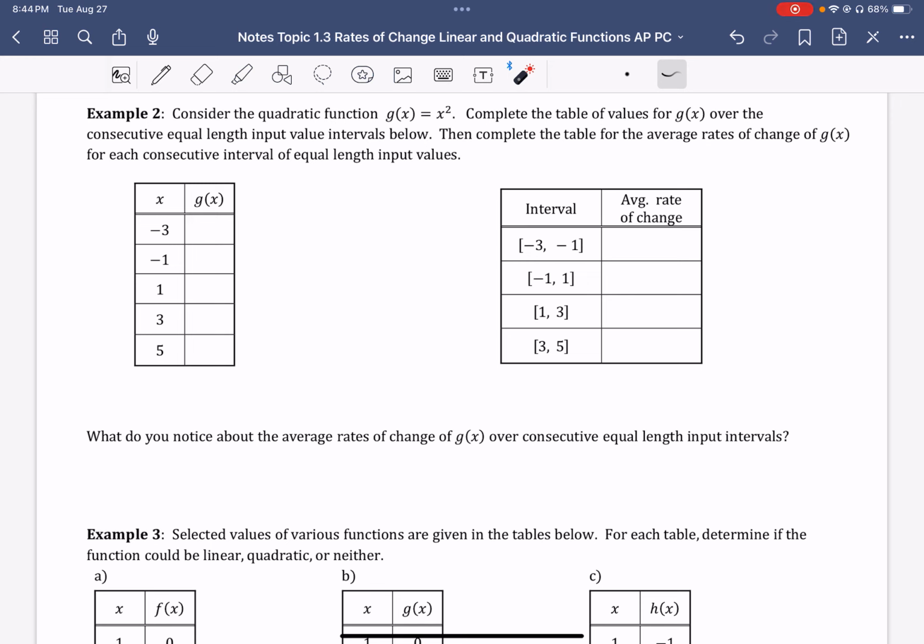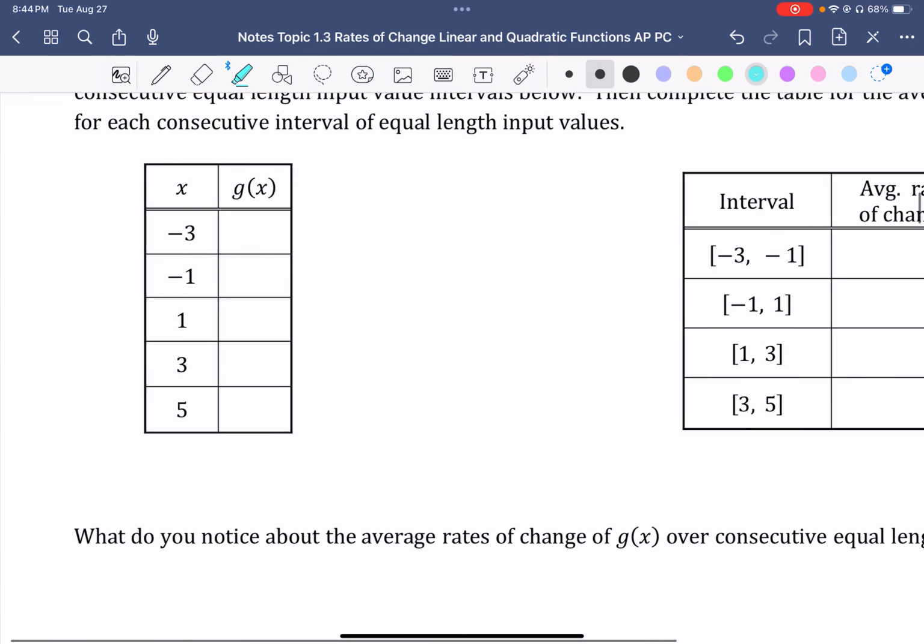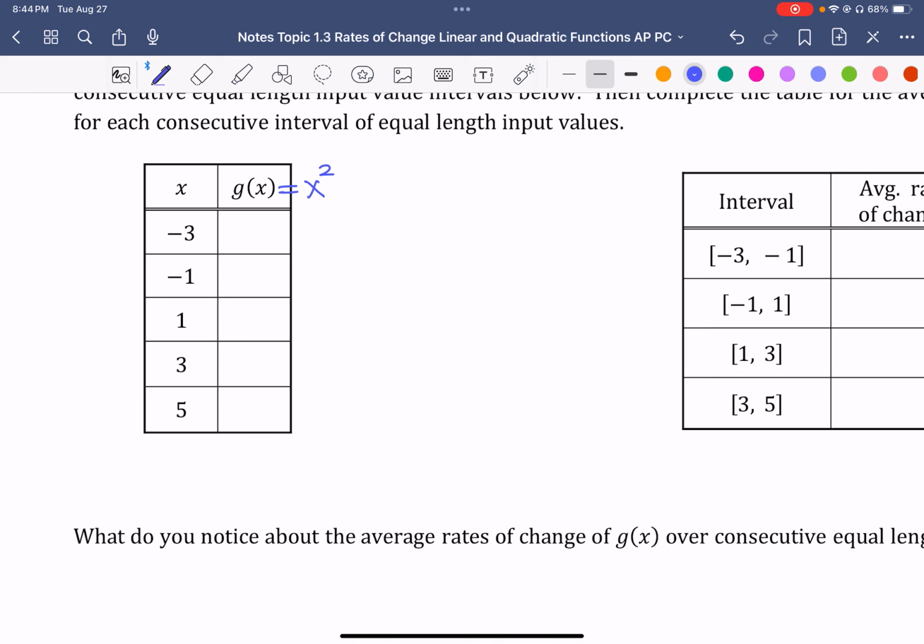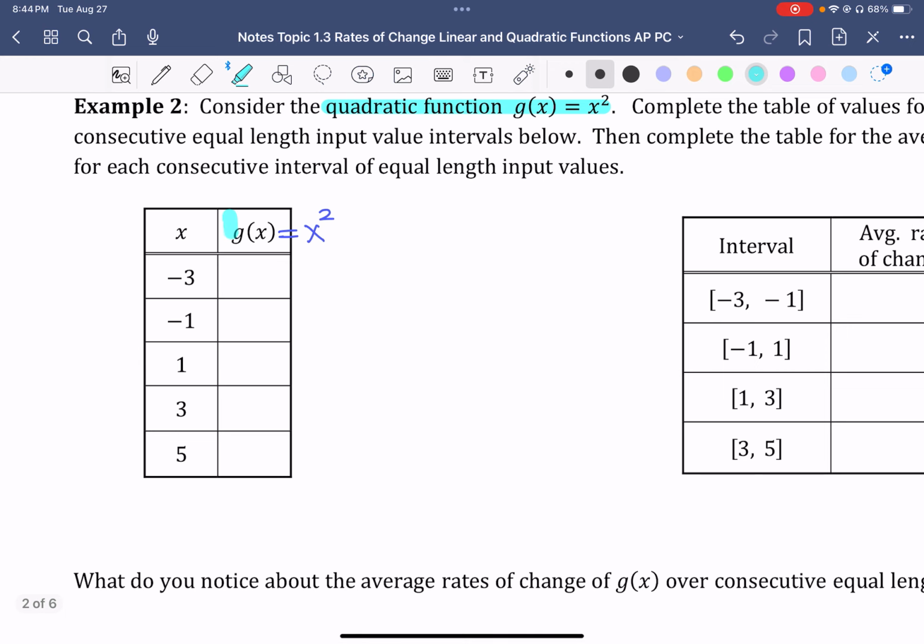Consider the quadratic function g of x equals x squared. Complete the table of values for g of x over the consecutive equal length input value intervals below. Then complete the table for the average rates of change of g of x for each consecutive interval of equal length input values. Okay, so the first thing I'm going to highlight is that they are giving me a quadratic function and they have let me know that it's equal to x squared. So on this first table, I'm going to set g of x equal to x squared because again, it is the same function as they gave us here.